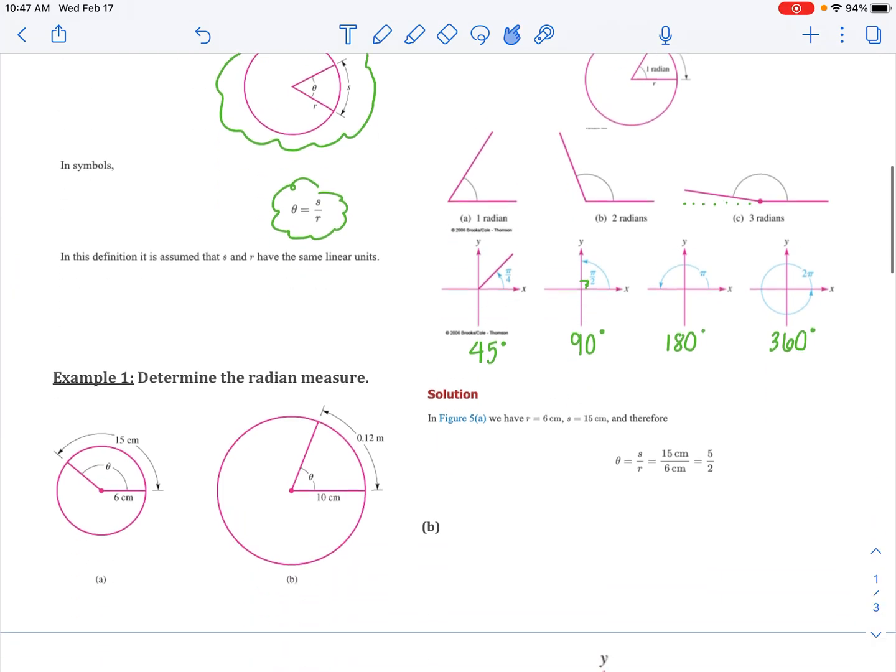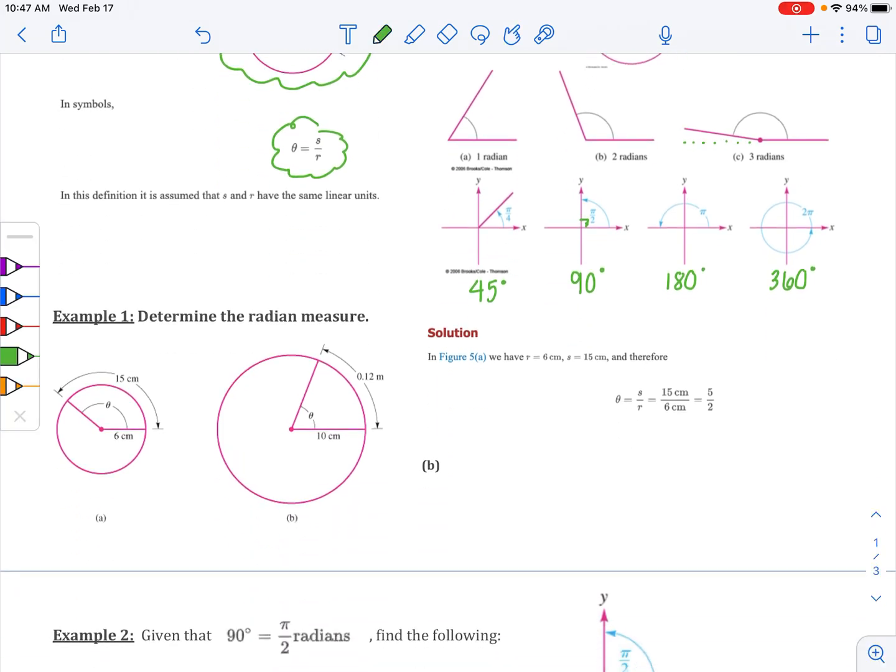Let's keep going. Example 1, determine the radian measure. In figure 5a, we have the radius being 6 and the arc length being 15. Therefore, using our lovely formula, that is arc length divided by radius, we will get 15 centimeters over 6 centimeters. Those units will cancel and you will simplify to get 5 over 2 radians. That is our angle measure.